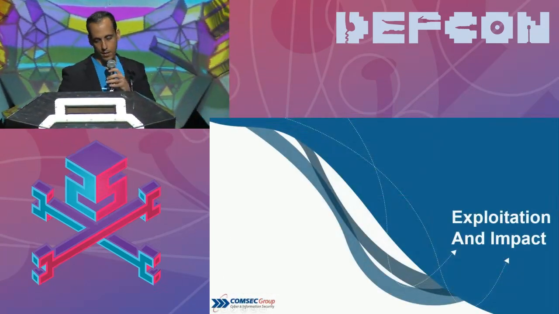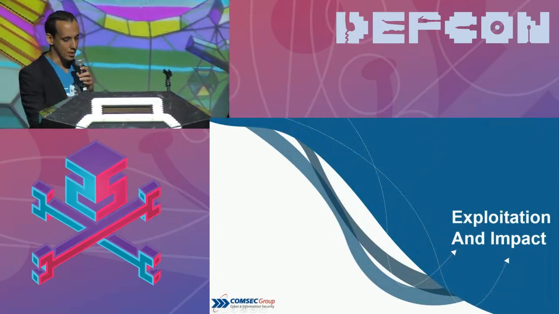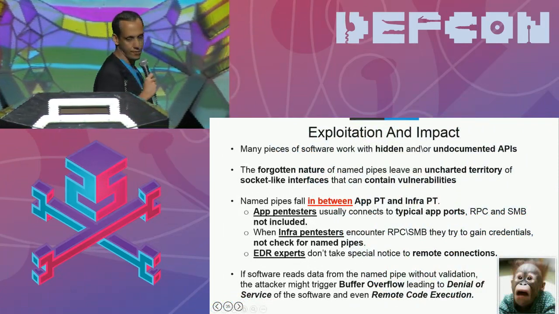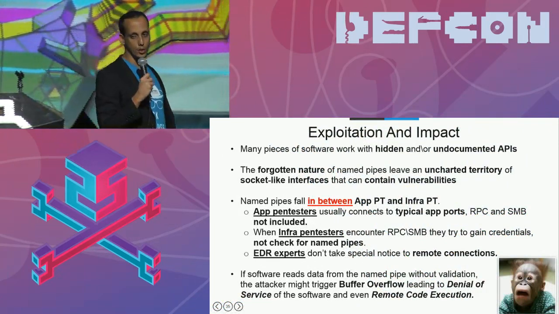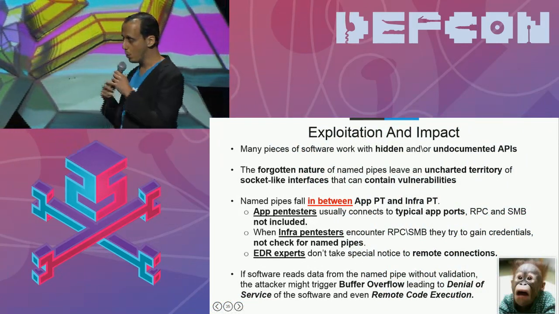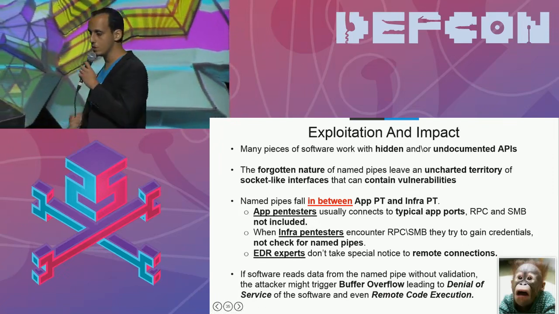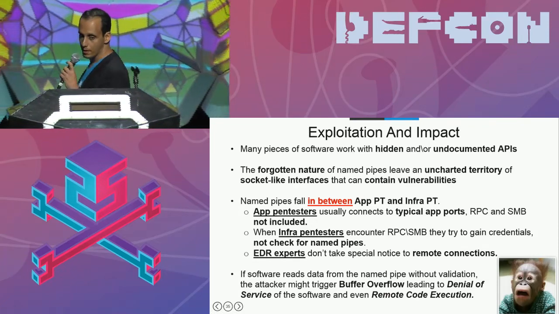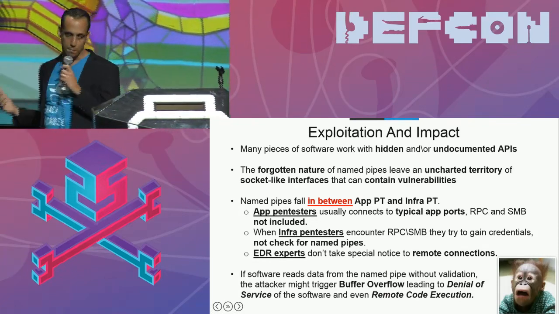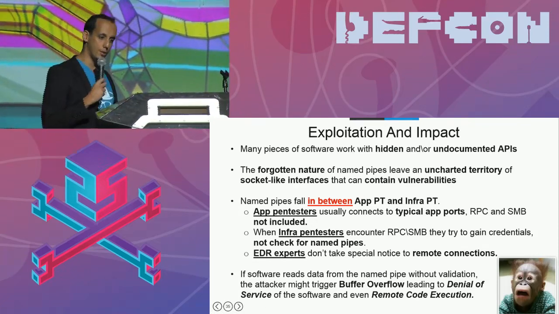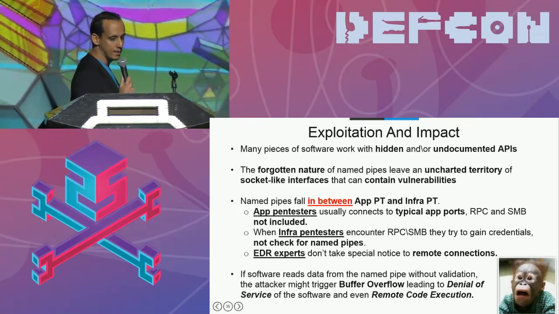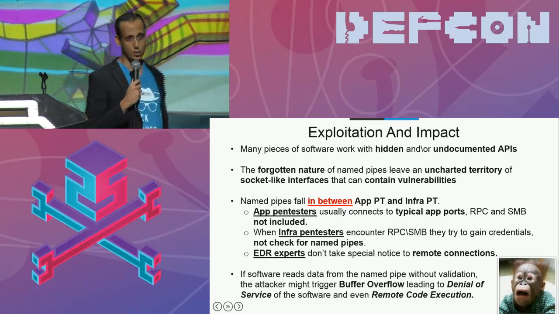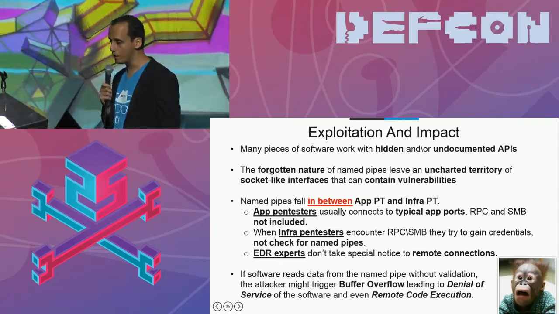So let's see some examples of exploitation and impacts. Many pieces of software work with hidden or undocumented APIs. This can either be a web server or a Windows application server that listens to a named pipe which is totally undocumented. The forgotten nature of named pipes leaves uncharted territory of socket-like interfaces that contain vulnerabilities: remote denial of service, buffer overflows, remote code execution, and any kind of vulnerability that you can think of.